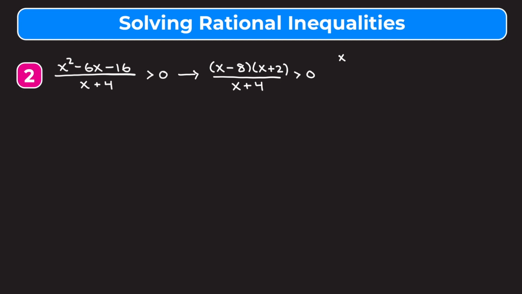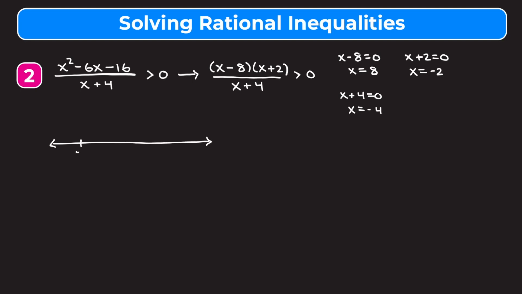So for the numerator, we're going to set x - 8 equal to 0 and solve, and we're going to set x + 2 equal to 0 and solve. If we solve x - 8 = 0 by adding 8 to both sides, we get x = 8. If we solve x + 2 = 0 by subtracting 2 from both sides, we get x = -2. Now for the denominator, we're going to set x + 4 equal to 0. If we subtract 4 from both sides, we get x = -4. And now remember, these numbers are important because those are the numbers we're going to put on our number line or our sign chart.